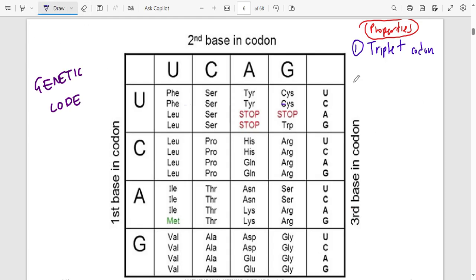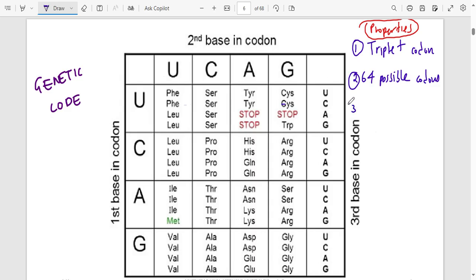And then the second property is that the genetic code has got 64 possible codons. Should I explain this again or is it okay? We saw how I got it. Is it okay? Okay, thank you so much.